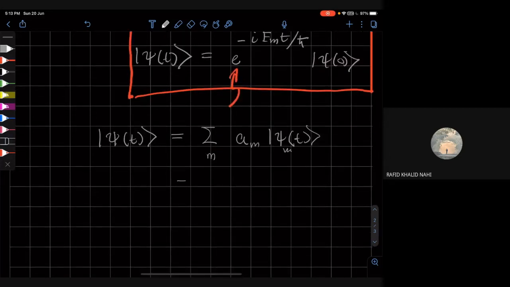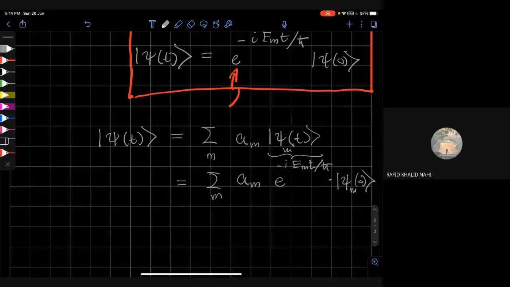And therefore, these guys are nothing but e to the power minus i E_m t over h bar times psi_m(0), okay?